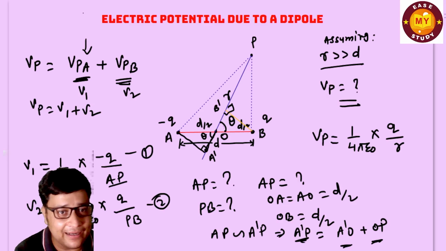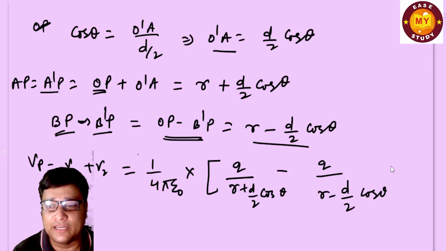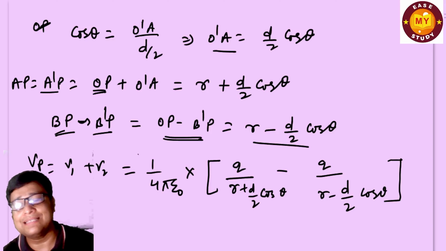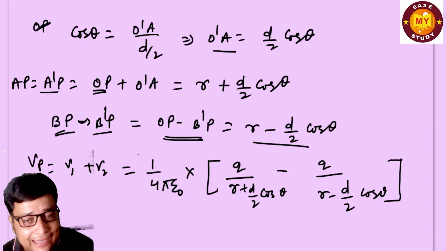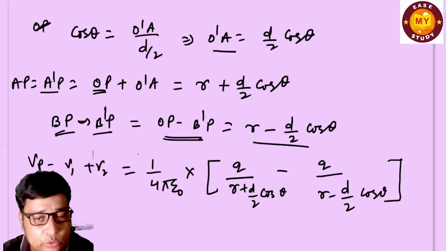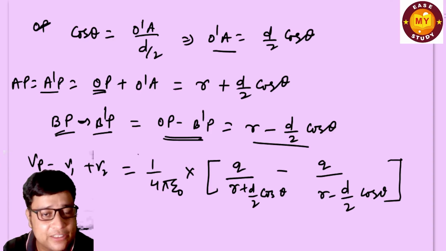This V1 is, and what is the AP here? This AP, you can say it here R plus D by 2 cos theta. Now, and then minus Q by R minus D by 2 cos theta. Because this is the negative charges. One is positive, another is negative. So I have added that. Just simply we have taken the values and you have just added these values.